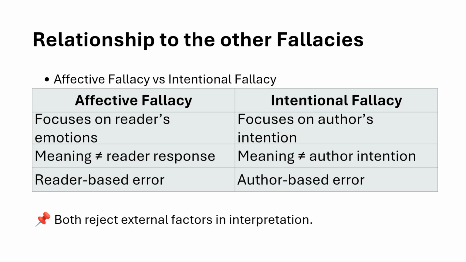Relation to other fallacies. Affective fallacy versus intentional fallacy. Now students, this comparison is very frequently asked in exams. Both affective fallacy and intentional fallacy reject external elements. But what do they reject exactly? Intentional fallacy rejects the author's intention. Says author's biography and intention are irrelevant. Affective fallacy rejects the reader's emotional response. Says reader's feelings are irrelevant. Common idea: meaning must come from the text alone. This clearly shows the core philosophy of new criticism.